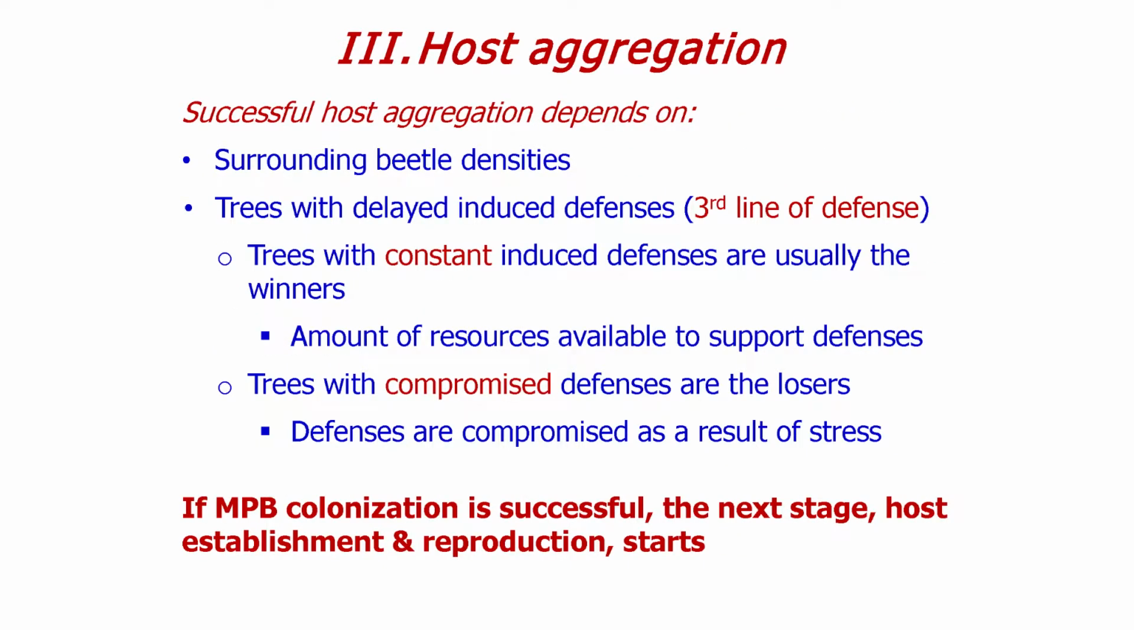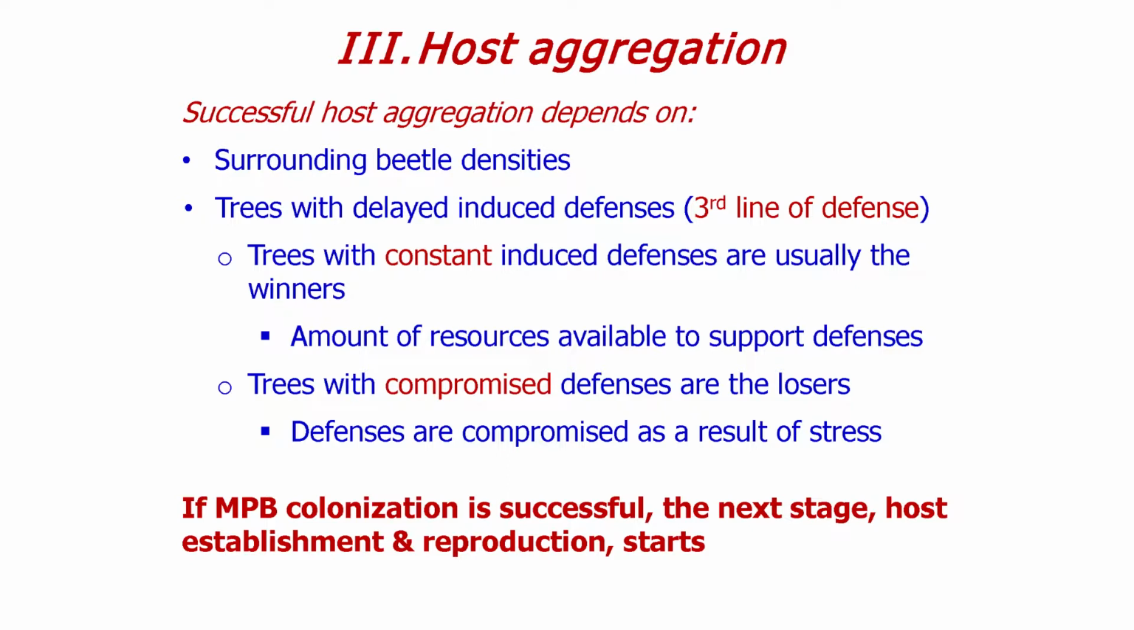What are the factors that affect beetle host aggregation? Surrounding beetle densities are really important. In some of the studies funded by FRI, which we call trap tree studies, the probability of trees being colonized by mountain pine beetle really responds to how many colonized trees are around. Beetle density drives everything here. And the third tier of defense, I want to call, is delayed induced defenses. They are still important in dealing with or killing the beetles.